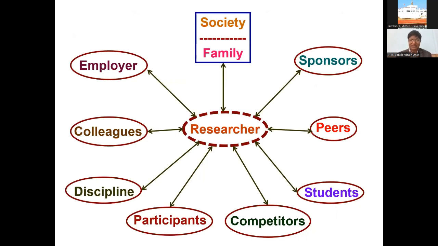So these are some of the ways research ethics is associated with a research scholar: with the participants, with the discipline in the subject of Buddhism or Buddhist studies, with colleagues or other research scholars, with his employer, with family and society, with sponsors by whom he is given finance for continuing the research, and with peers, students, and competitors in the research. The ethical norms are related with each and every aspect of society and family.